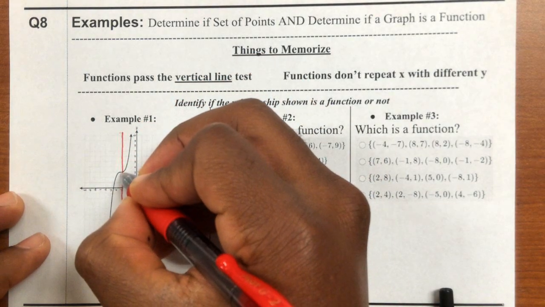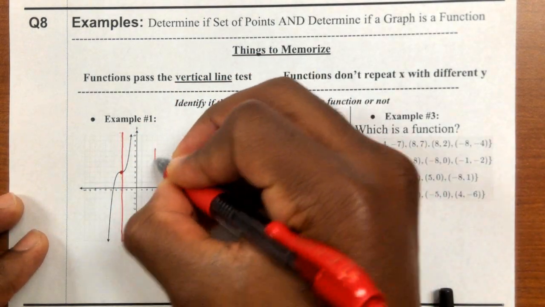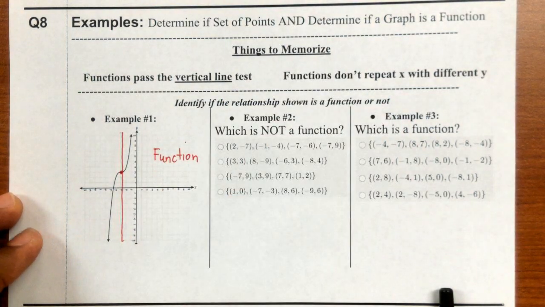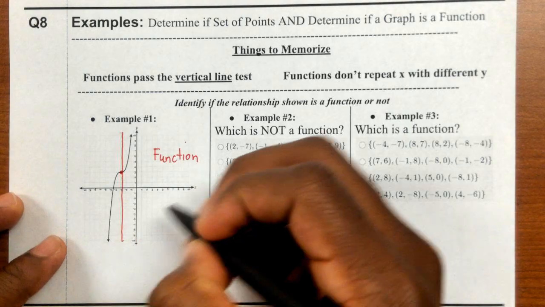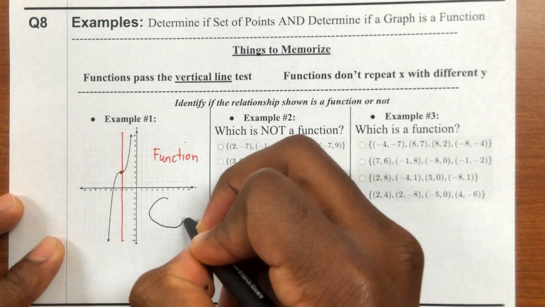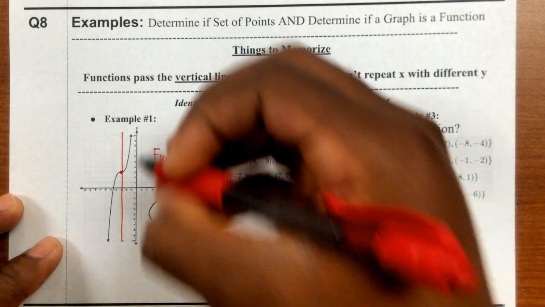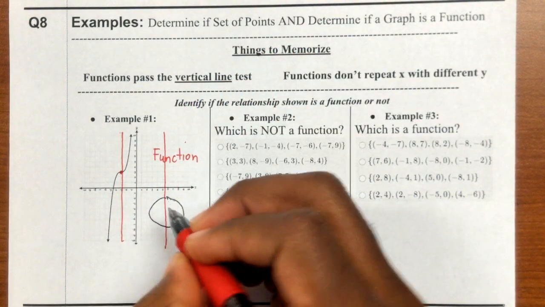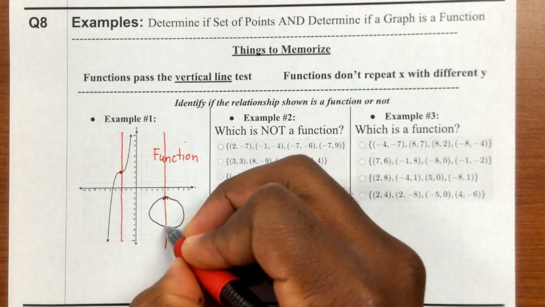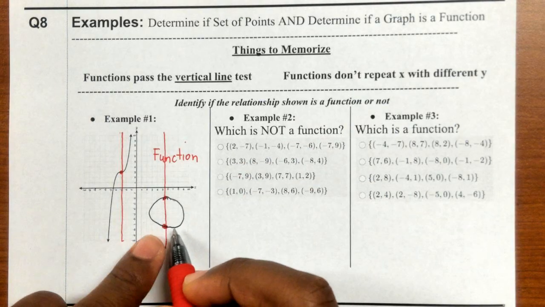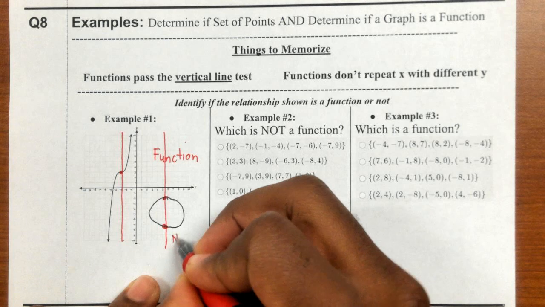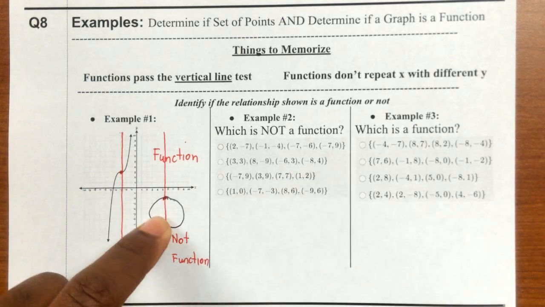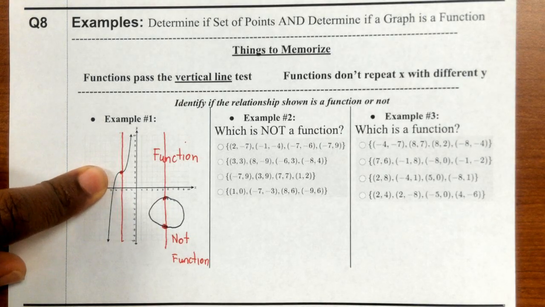So if you look at this, it only hits it once, so this is a function. And that is it. What if you saw something that looks like this? If we did the vertical line test, it would hit this more than once. It would hit it 2 times. So for something that looks like a circle, this will not be a function.